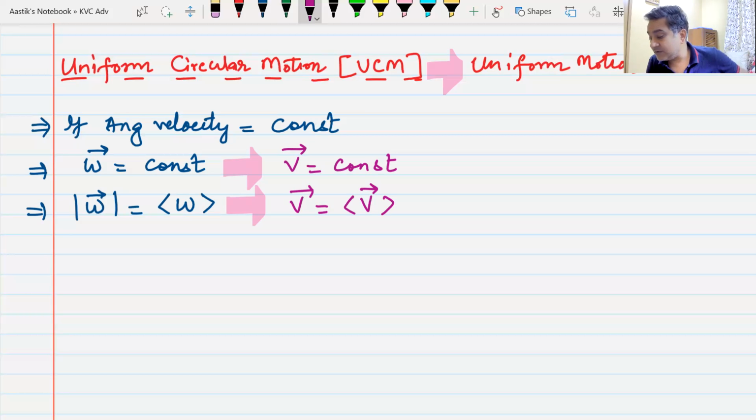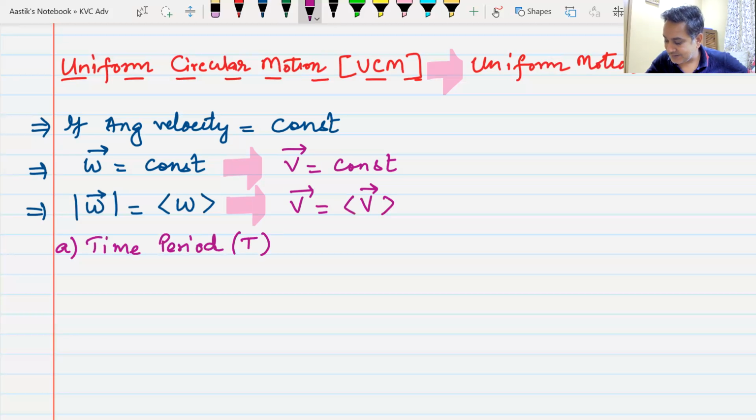As soon as you hear the term uniform circular motion, which is going to come in various chapters in different ways, what is the next term that should come into your head straight away? The next thing that should come into your mind automatically is the time period of UCM. Time period, denoted by capital T.